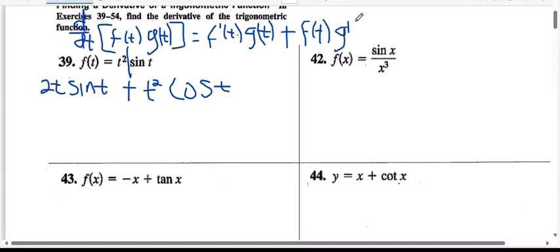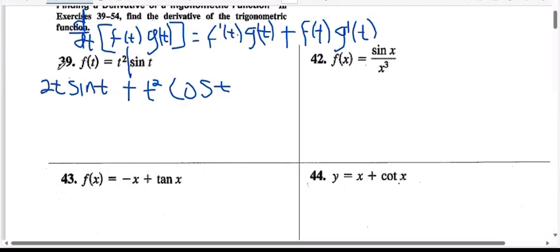So this particular approach is the product rule, which is exactly what I applied here. You're going to use the product rule whenever you have two functions multiplying each other.